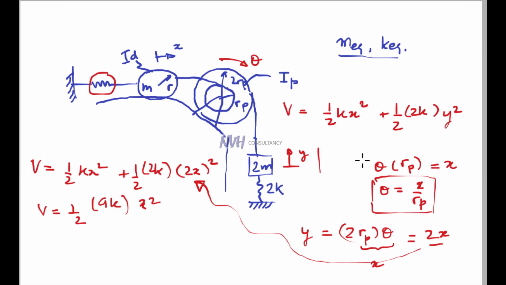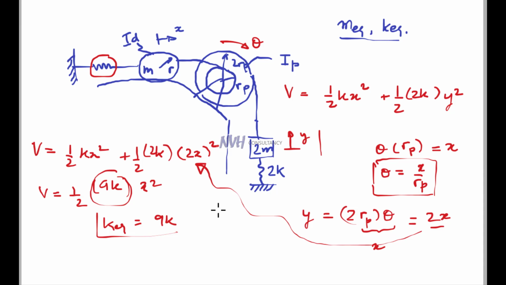So the equivalent stiffness is this term over here, that is 9k. So the equivalent stiffness of the system of springs is equal to 9k.